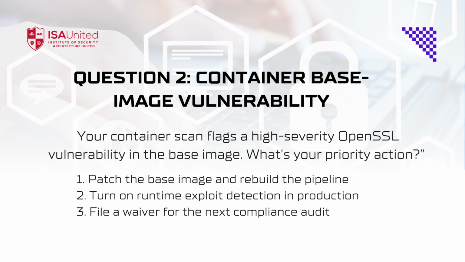Scenario 2: your container scan flags a high-severity OpenSSL vulnerability in the base image. What's your priority action? 1. Patch the base image and rebuild the pipeline. 2. Turn on runtime exploit detection in production. 3. File a waiver for the next compliance audit.